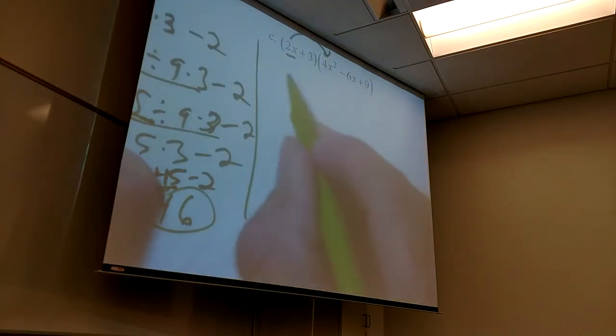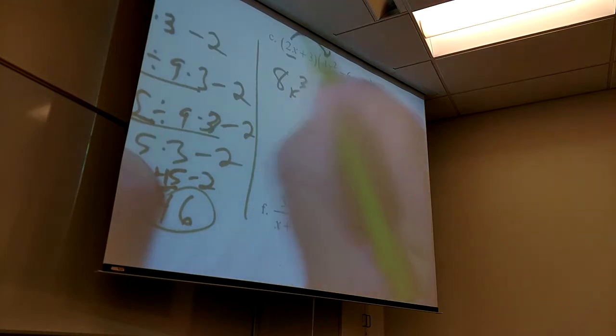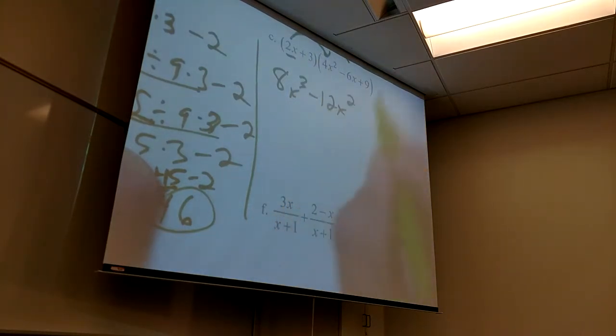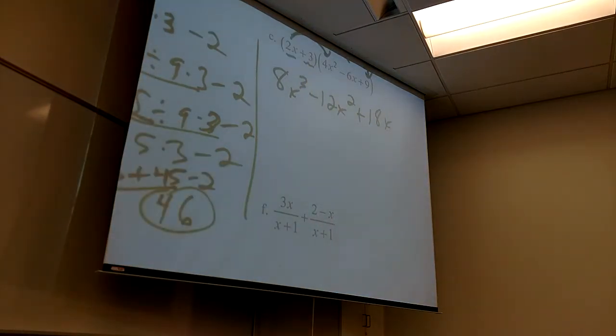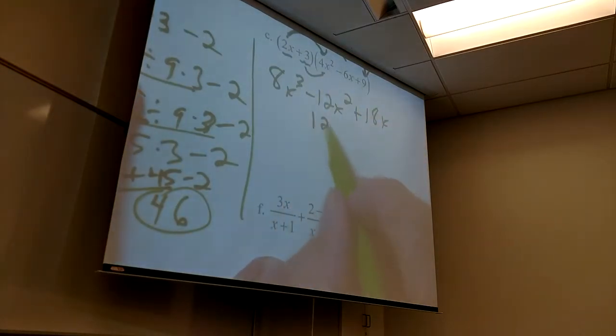8x cubed. 2x times negative 6x is minus 12x squared. 2x times 9 is plus 18x. And then the 3 gets a turn. Are you guys with me? 3 times 4x squared is 12x squared. 3 times negative 6x is minus 18x.